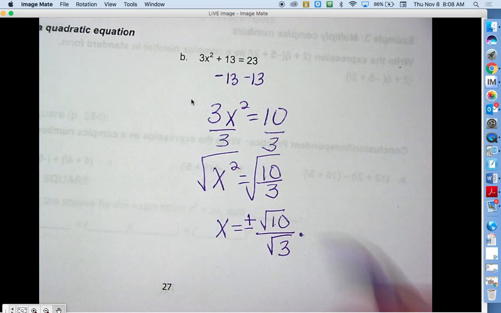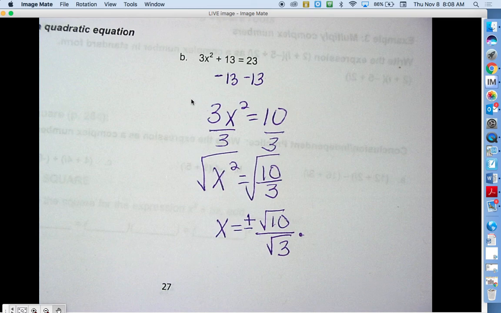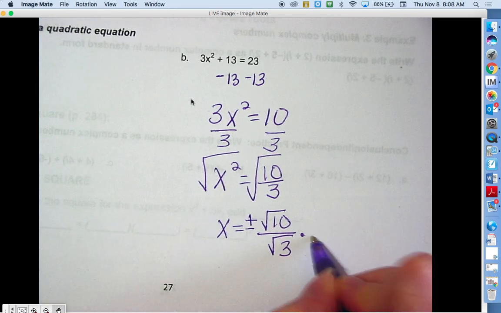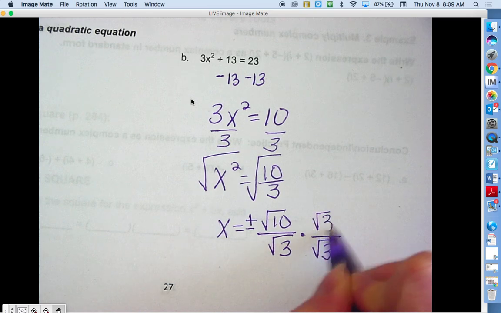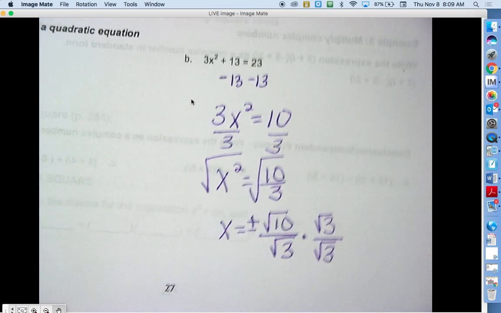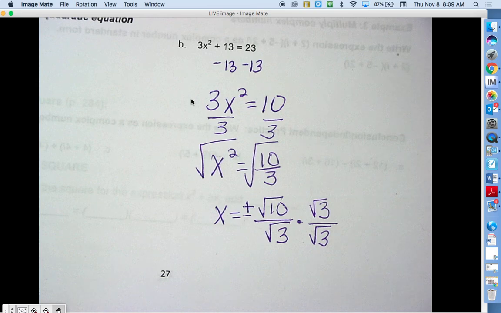So really this is saying we have the square root of 10 over the square root of 3. Plus or minus in front because we're solving for x squared. What do you do when you have a square root in the denominator? Oh, you don't have to know what it's called. Rationalize. Yeah, very good. You looked it up quick. What do you do to rationalize it?